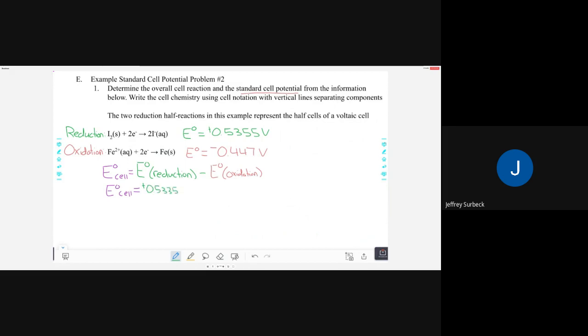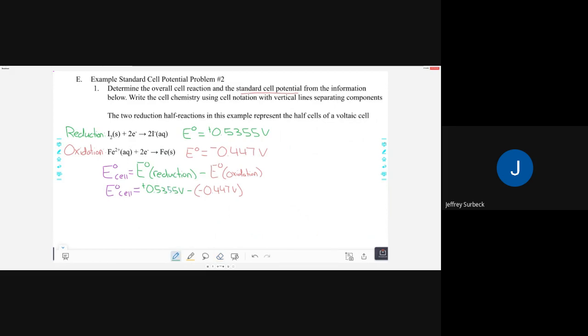0.5355 volts. Now we say minus, and because our oxidation is negative, I always like to put it in parentheses, negative 0.447 volts. And we turn to our calculators. Yes? Yeah, put the right number. I've done that twice today. Good catch.